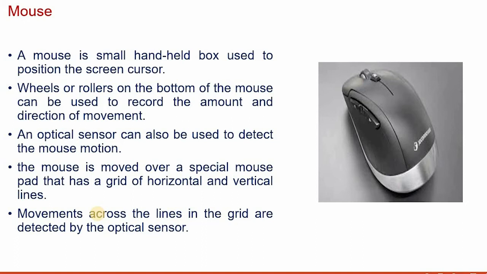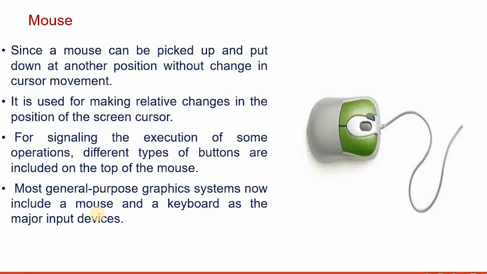The mouse is moved over a special mouse pad that has a grid of horizontal and vertical lines. The mouse can move along the mouse pad, which provides a grip on the surface for the roller or wheel. It can move along the vertical and horizontal lines of the axes. The movements across the lines in the grid are detected by the optical sensor. Since the mouse can be picked up and put down at another position without change in cursor movement.